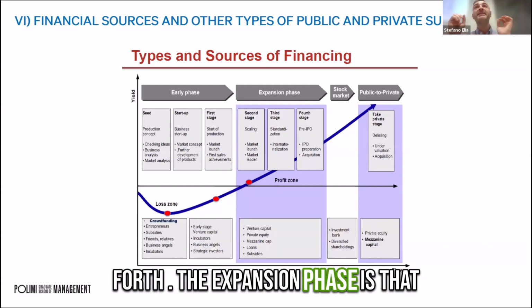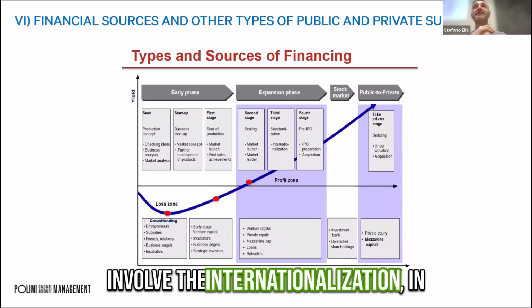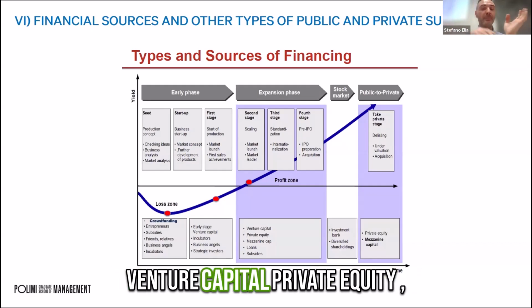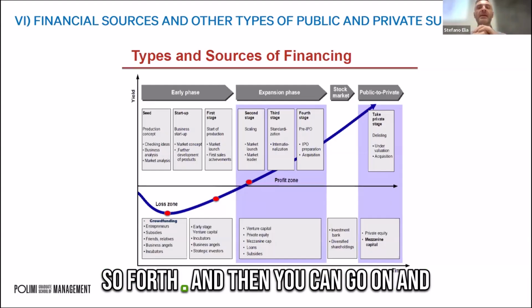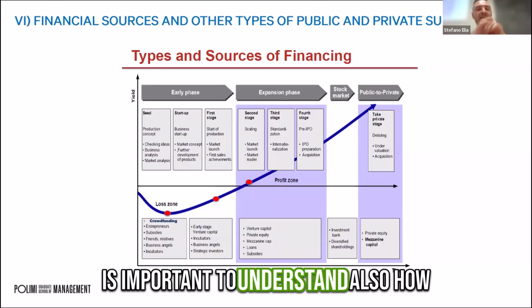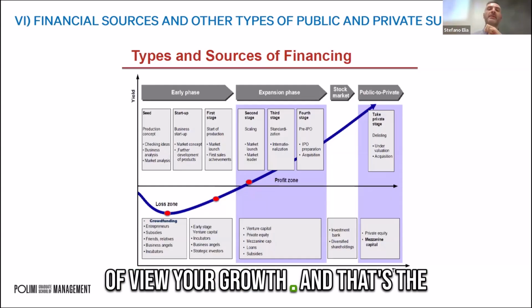The expansion phase is the one that typically involves internationalization. In this case, companies prefer to use venture capital, private equity, loans, subsidies, and so on. And then you can go on to the stock market, public to private, and so on. So it is important to understand also how you support your growth from a financial point of view.